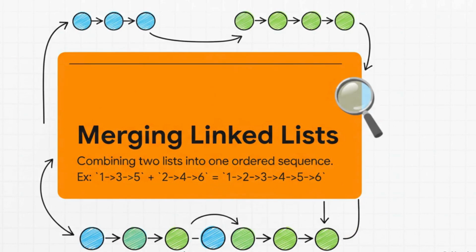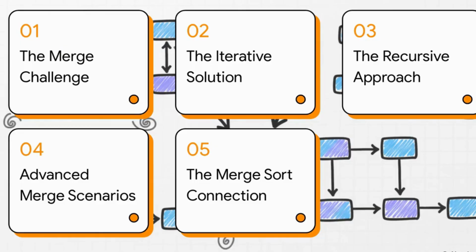So what are we really doing here? At its core, merging linked lists is like taking two separate, already sorted lines of people and weaving them together into one single, new, perfectly ordered line. It's all about looking at the front of each line, picking the smaller value, and linking them up to build out that final chain. So here's our game plan for today.